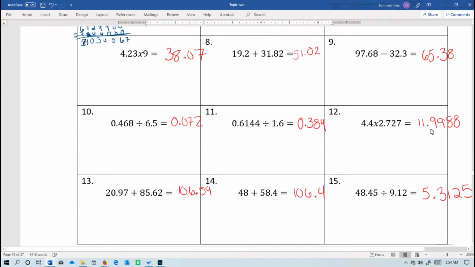All right, we're getting close to the end. There's 15 in this one. This was a big set. 9 times 3 is 27. 9 times 2 is 18 plus 2 more is 20. 9 times 4 is 36, plus 2 more is 38. I have 2 decimal places in this one.